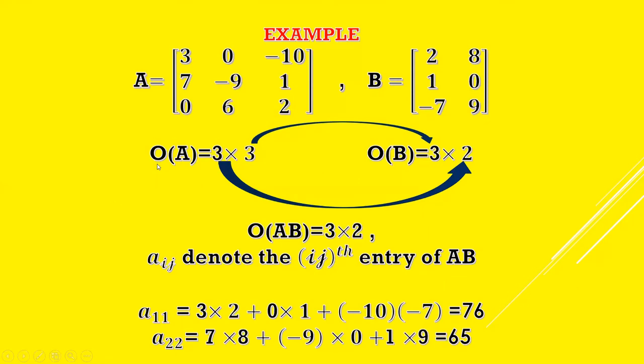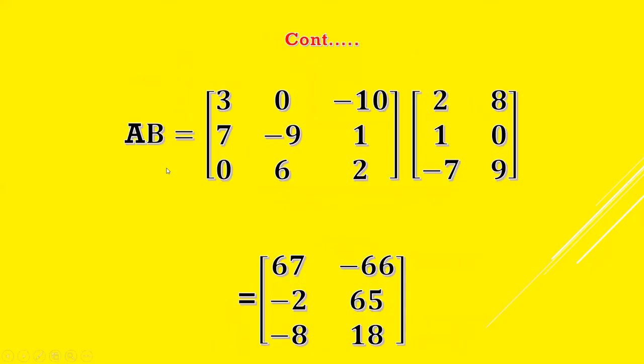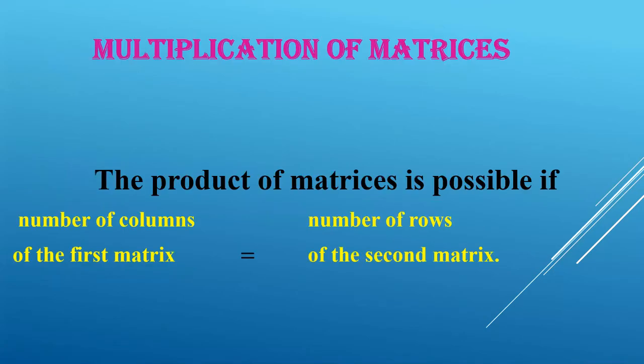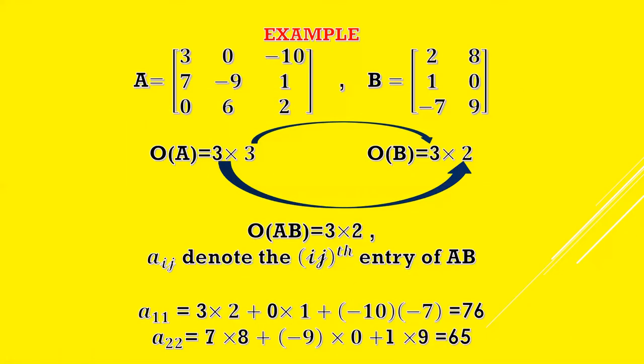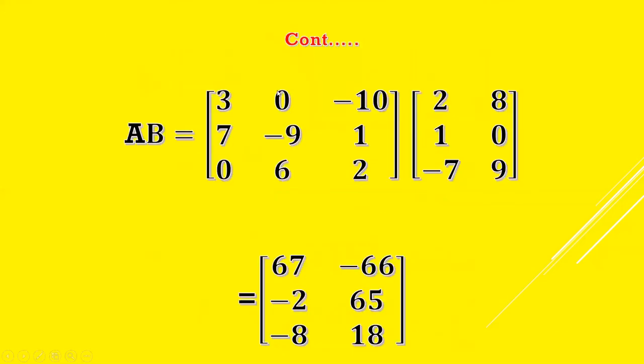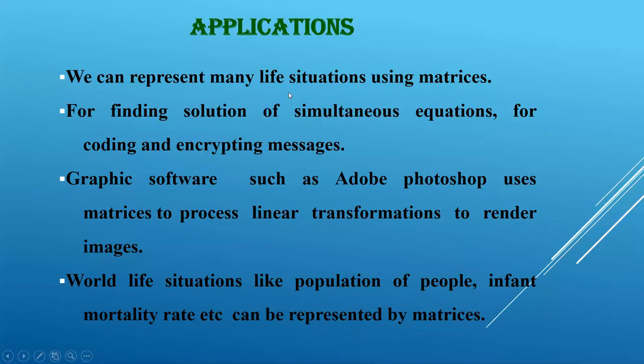And the ijth element of the product AB is obtained as follows. The first row, first column element is obtained by cross multiplication of the first row and the first column. That is 3 into 2 plus 0 into 1 plus negative 10 into negative 7. That is 76. Similarly, we can do all and find the product.